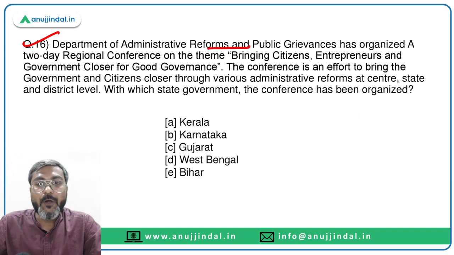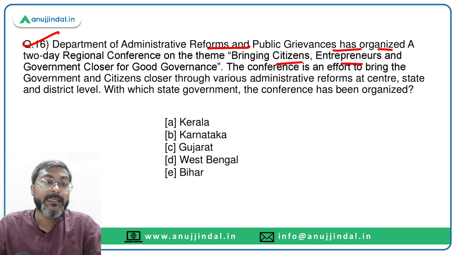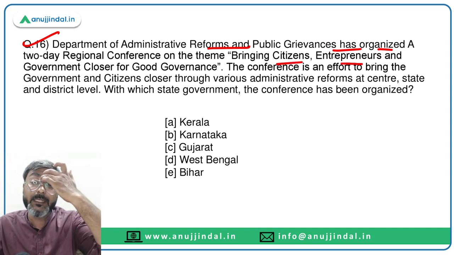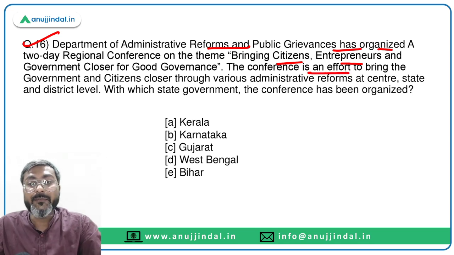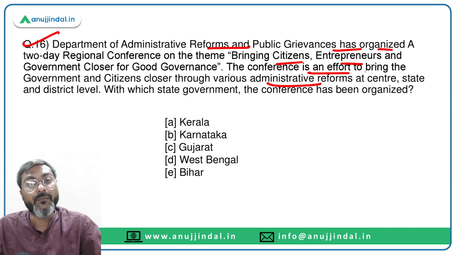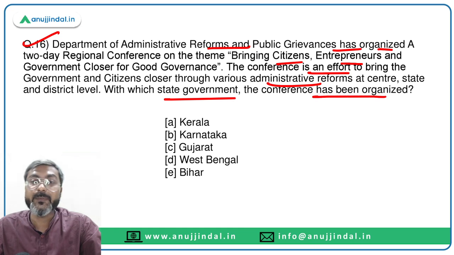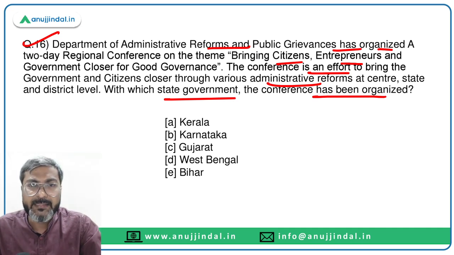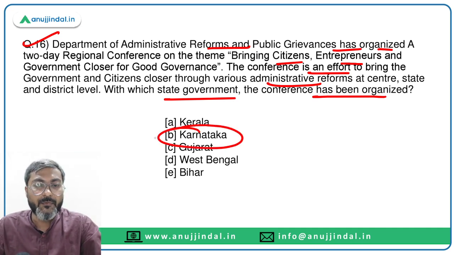Department of Administrative Reforms and Public Grievances has organized a two-day regional conference on the theme Bringing Citizens, Entrepreneurs and Government Closer for the Good Governance. The conference is an effort to bring the government and citizens closer through various administrative reforms at center, state and district level. With which state government has the conference been organized? Very, very important question. This was organized by Department of Administrative Reforms and Public Grievances in collaboration with the state government of Karnataka. Option B is the correct answer.